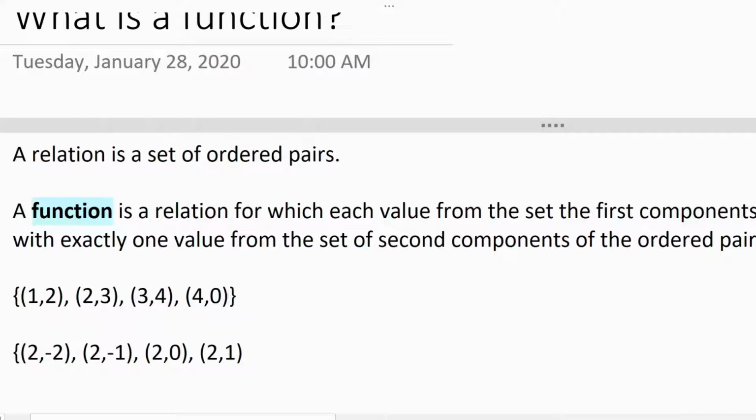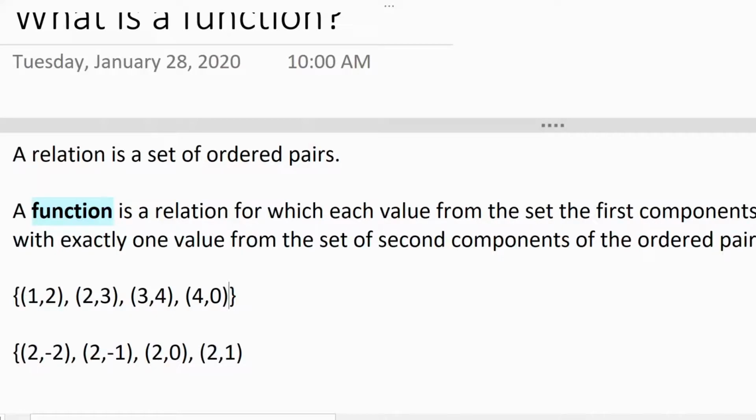Then, if we look over here, this one is not a function, because for the value of 2, it has 4 different y coordinates. So 2, in this case, goes to -2, -1, 0, and 1, which means it is not a function, it is merely a relation.